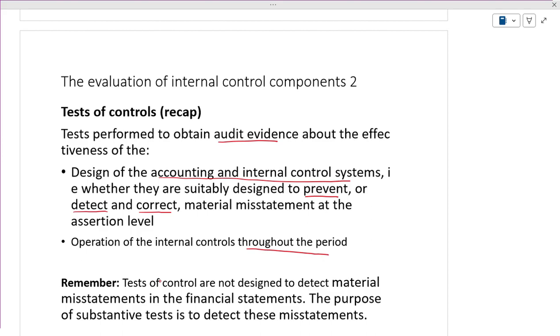Remember, desktop controls are not designed to detect. Desktop controls means we are testing the controls. They are not designed to detect the material mistake. The purpose of the substantive test, when you are doing the substantive test, is that it will detect the material misstatements. Differentiate these two things. The first thing is desktop controls are not designed to detect. Which one is designed to detect material misstatements? It is the substantive test.